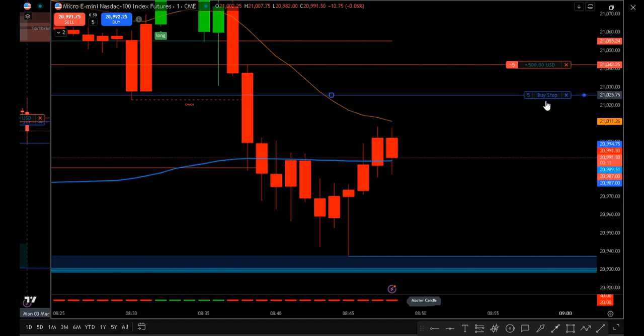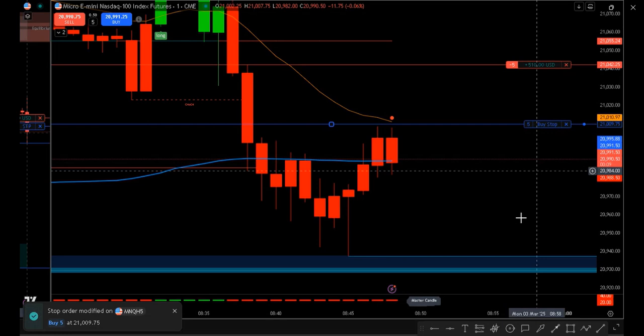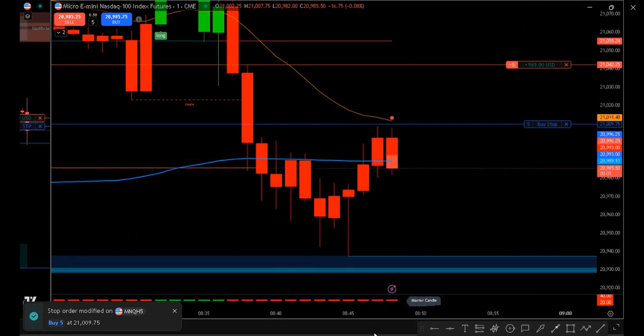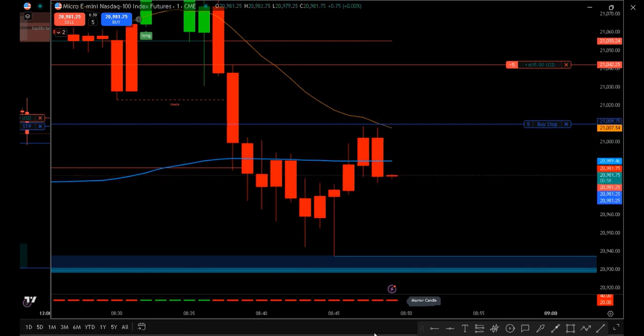Once again, these are micros. These are not minis. And so these are five micro contracts short. Some people don't like to trade micros. They say you can't make enough money trading micros. I don't understand that. But as you can see, you can clearly make decent money trading micro contracts.